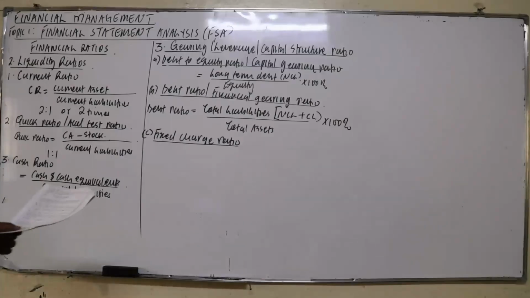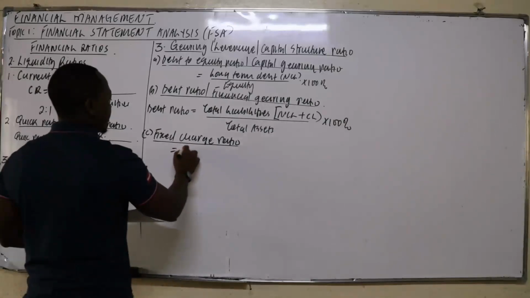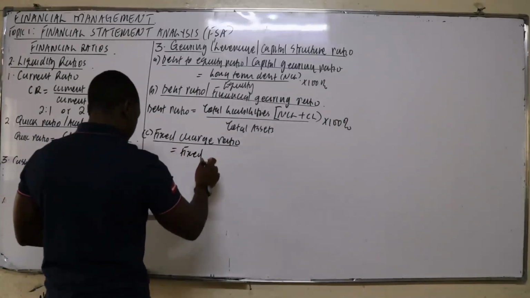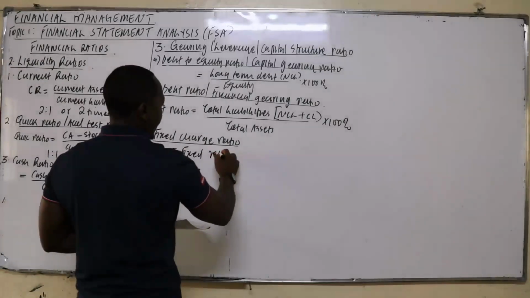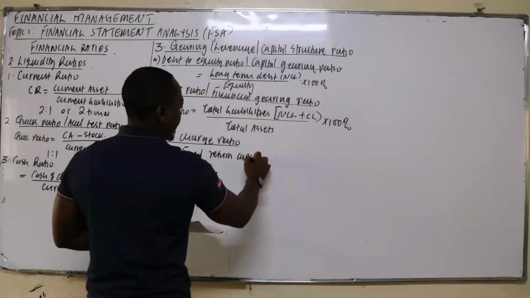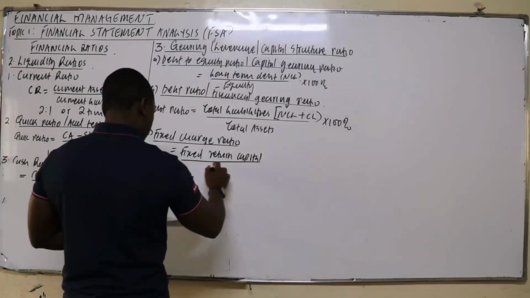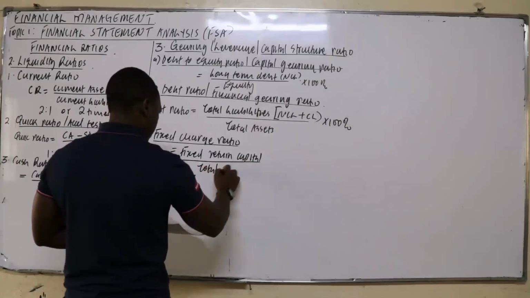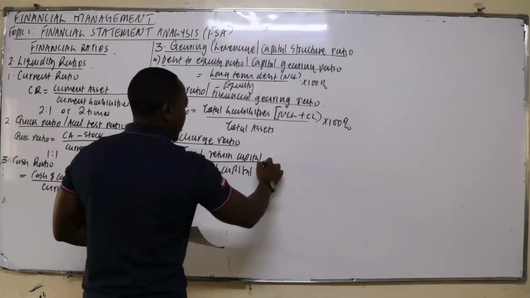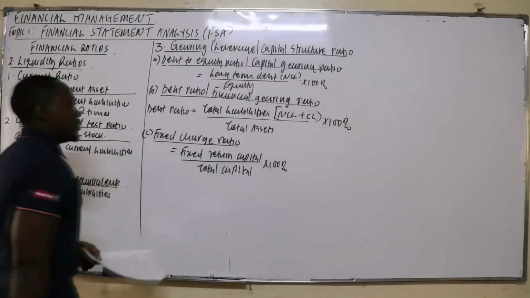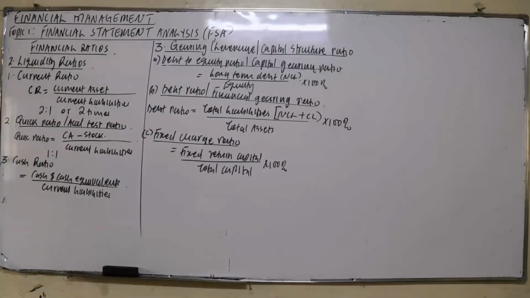So how do we determine the fixed charge ratio? You take the fixed return capital, then you divide by the total capital times 100%.